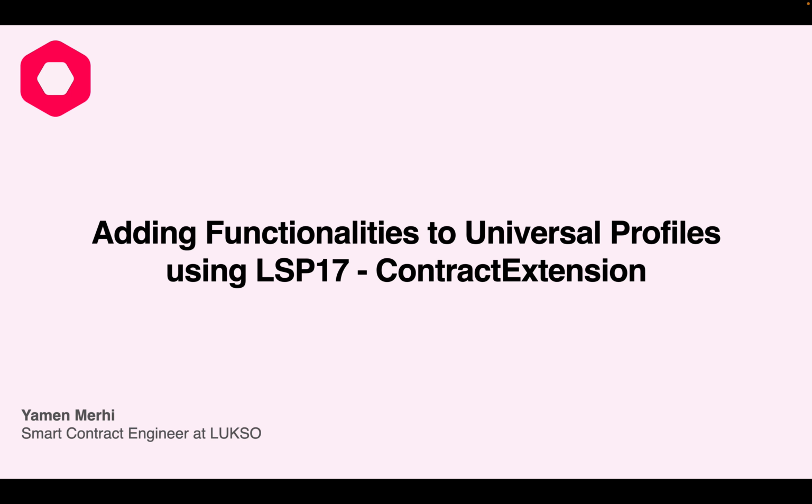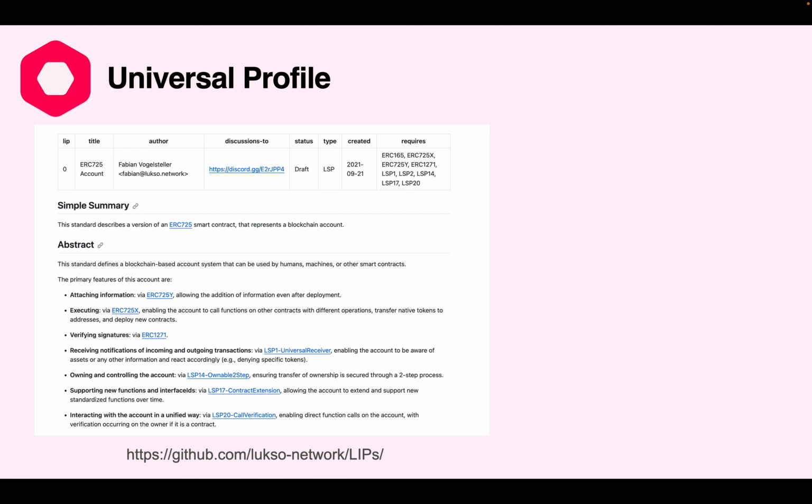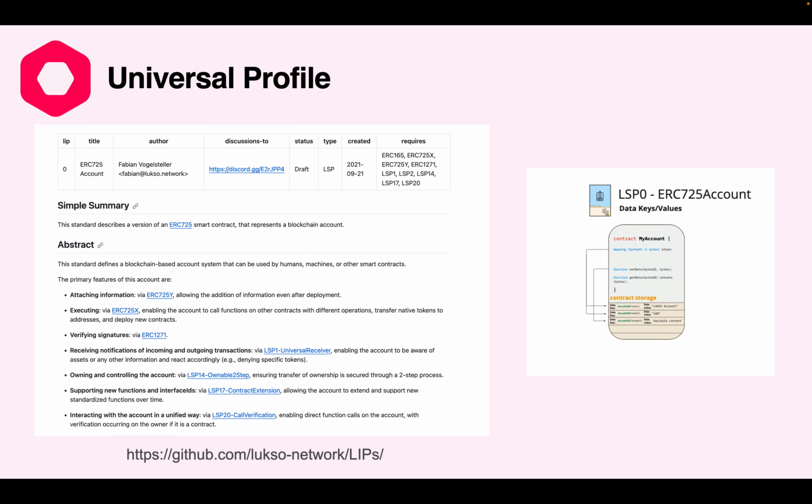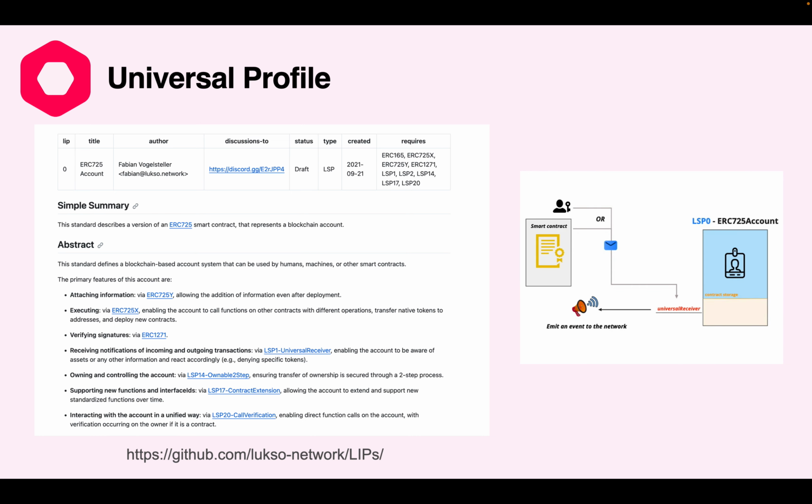In this video, we're going to learn how to extend the functionalities of a universal profile using the LSP17 contract extension standard. So before going into LSP17, let's start with the universal profile. A universal profile is an LSP0 ERC725 account, and when we go to the spec, we see that it's a non-biased smart contract account, which means it has basic functionalities like executing, setting data, validating signatures, ownership management, being notified about different actions and reacting on them, and a unified way to interact with the contract.